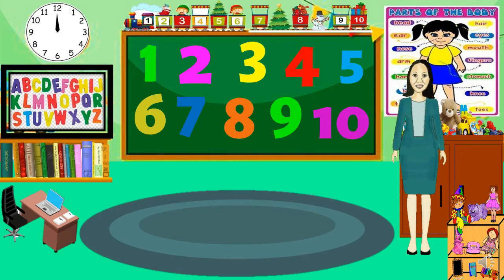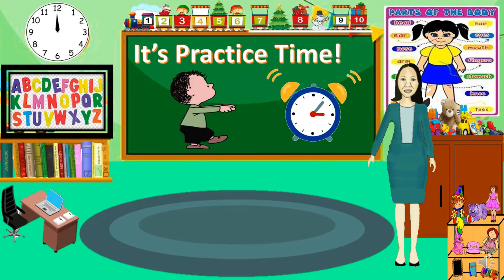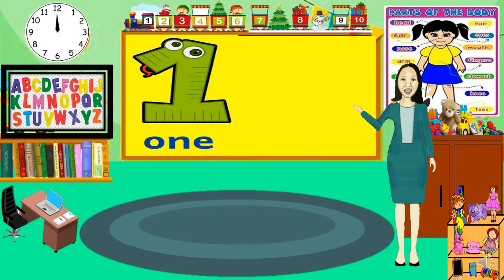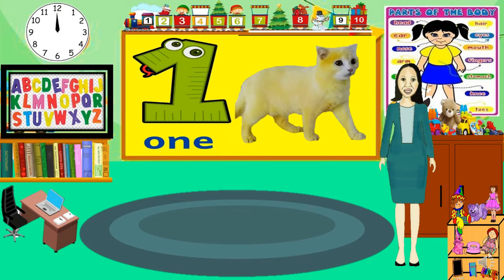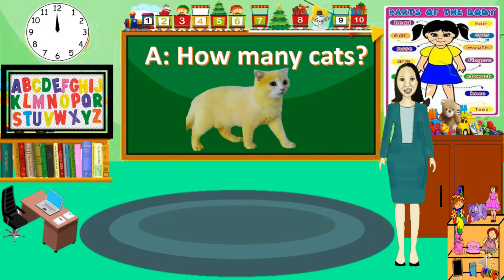Very good. It's practice time. Let's try to practice using how many, and there is and there are. Let us see if you can do it. Okay, 1. O-N-E. 1. Cat. Meow. 1 cat. How many cats? Remember how many? How many cats? How many cats can you see?